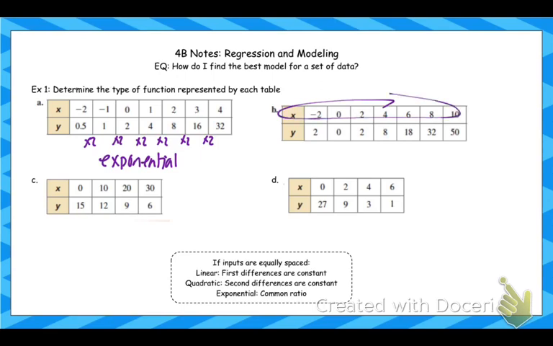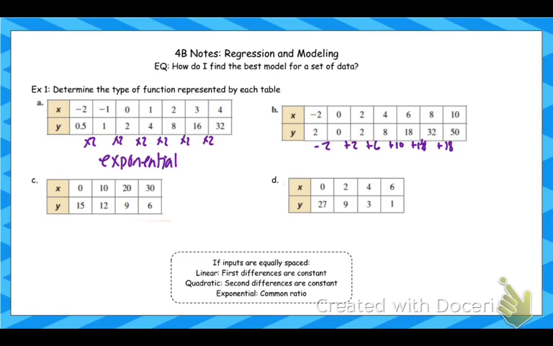All right, now let's look at B. Again, inputs are evenly spaced, so we're good. Now let's see what's happening on our y's though. From 2 to 0 is minus 2. 0 to 2 is plus 2. Plus 6, plus 10, plus 14, plus 18. So I don't really see a pattern here.